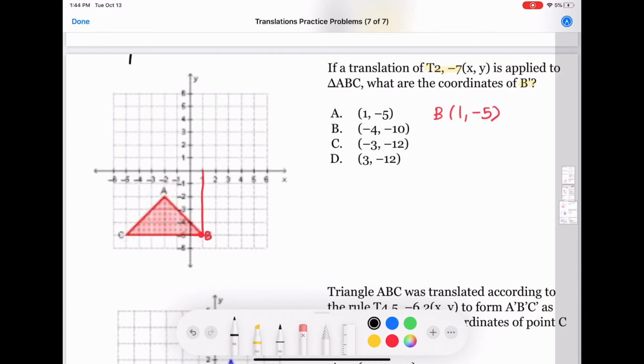Now we will take our function rule and apply that to that vertex. So as we can see here, we add 2. So B prime is equal to 1 plus 2. And we subtract 7, so negative 5 and negative 7. And that gives us our B prime, which is 3 and negative 12. We can identify that that is answer choice D.